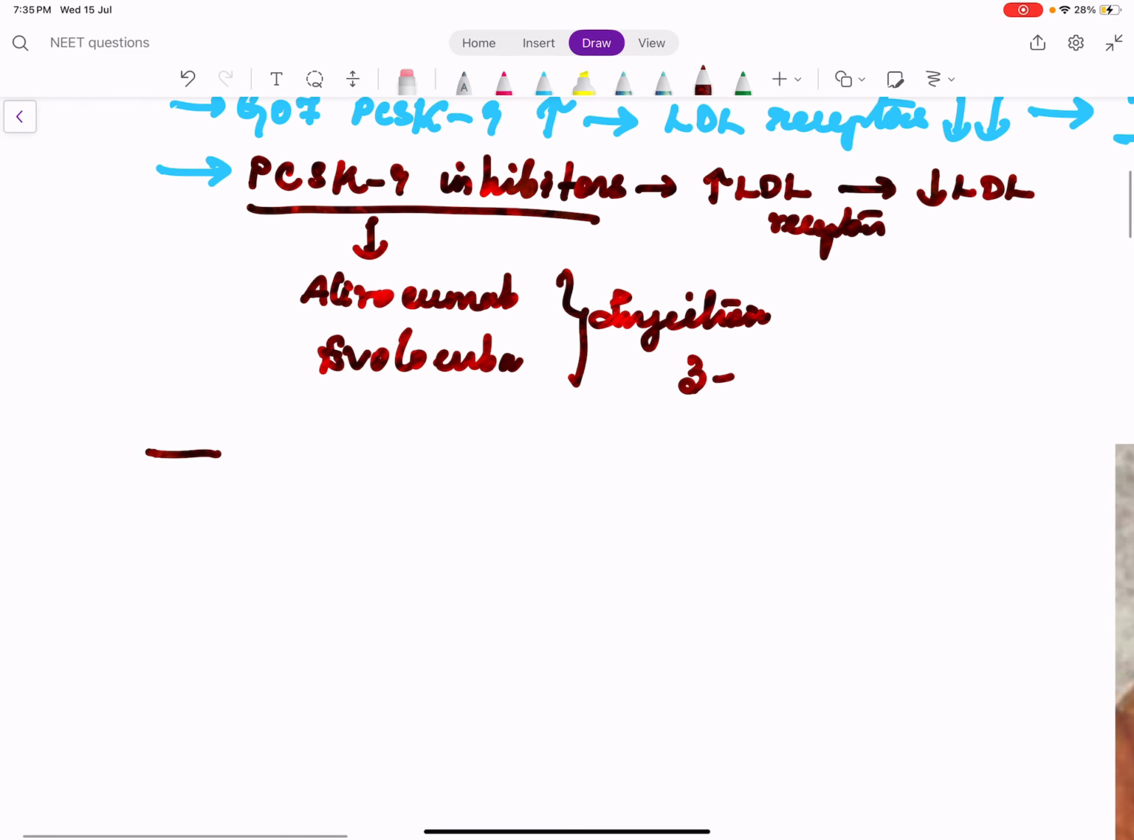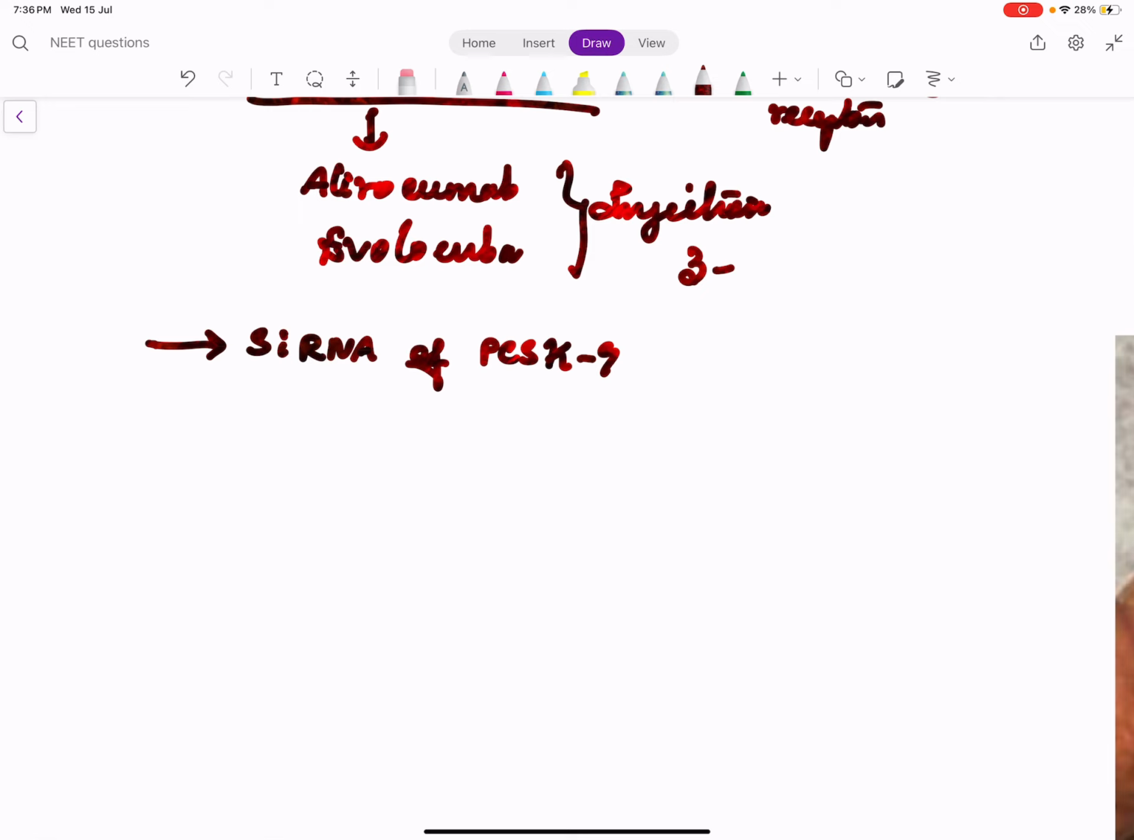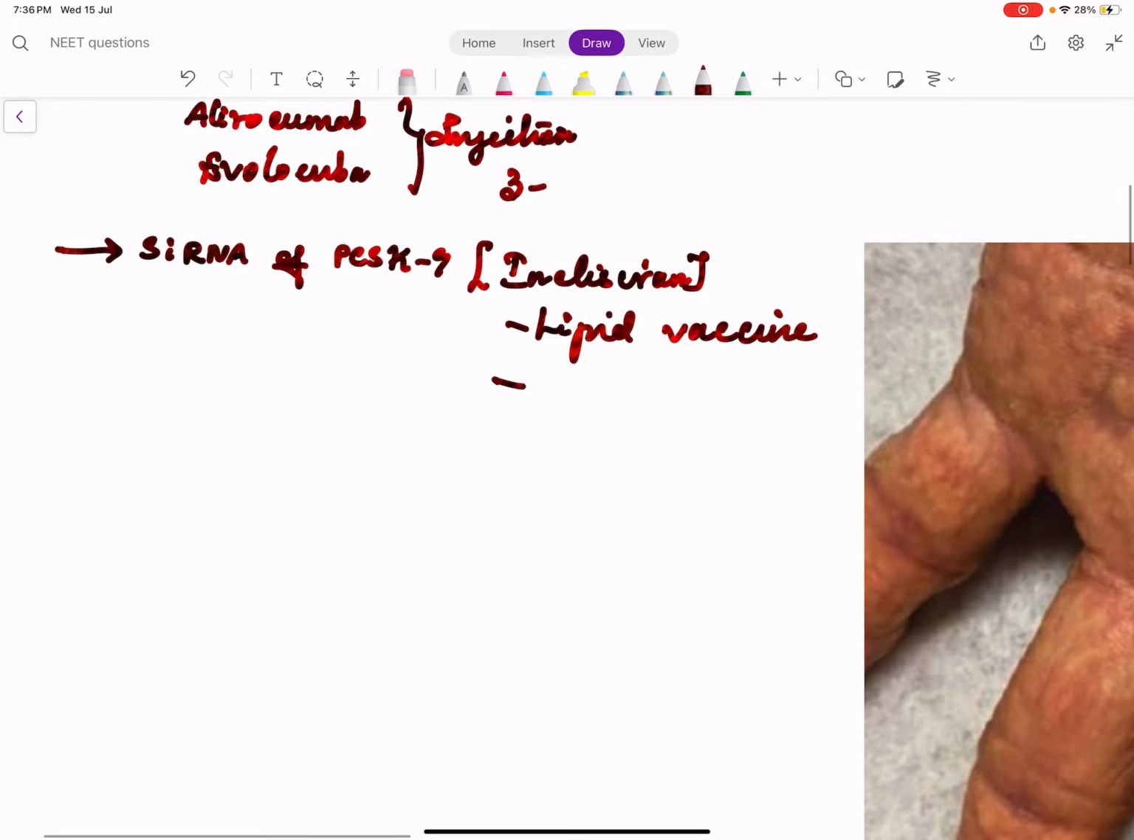The next variant of this PCSK9 inhibitor is siRNA, small inhibiting RNA of the same PCSK9. So alirocumab, evolocumab are drugs which act on the PCSK9 to inhibit it, whereas siRNA, there are some RNAs which inhibit PCSK9. Example is inclisiran. This is also very important. This is also an injection given once every 6 months. It is called a lipid vaccine. So like we give a vaccine to prevent infections, to treat dyslipidemia, we are giving this injection once every 6 months. This is the latest update.